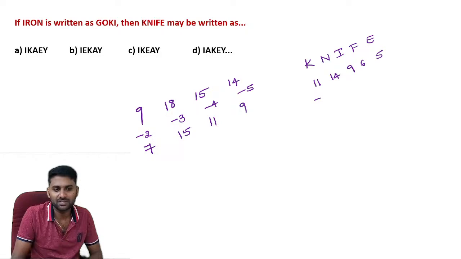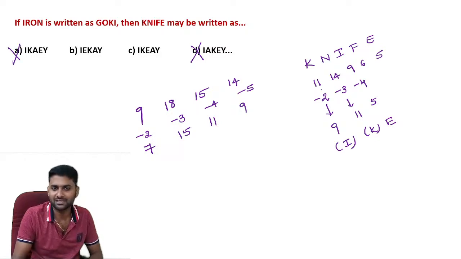Guys, if you go through that, this is minus of 2. So we required the ninth letter. Ninth letter is I. So minus of 3 is the 11th letter. 11th letter is K. So we required IK. Eliminate D. Next one. Minus of 4, we required the fifth letter. Fifth letter is E. IKE. Eliminate option A itself. Minus of 5 here, we required the first letter, A.